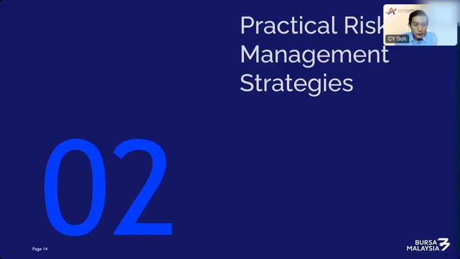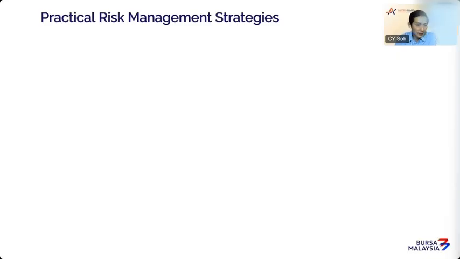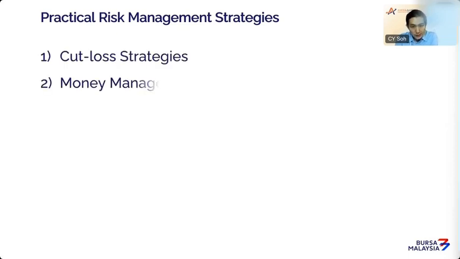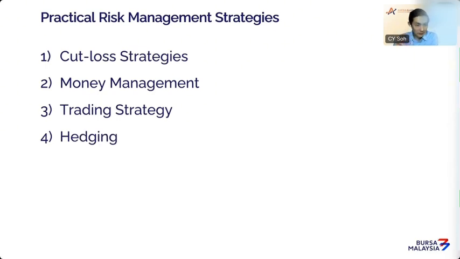Now let's go on to the second topic. Here I'm going to share with you a few practical risk management strategies. There are a lot of strategies that you are going to learn here. Generally speaking, there are 4 key areas of risk management in futures trading: cut loss strategies, money management, trading strategy, and lastly, a very advanced approach, which is hedging. I'm going to share with you each area in detail in the next few slides until topic 4.